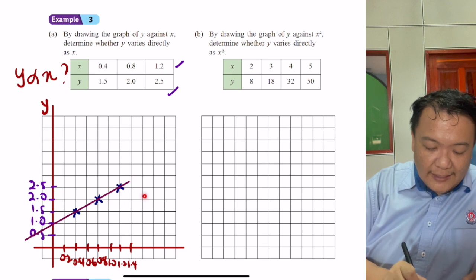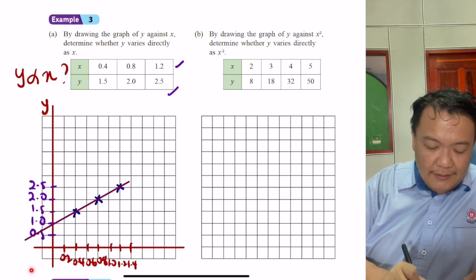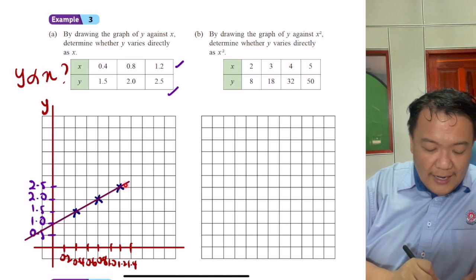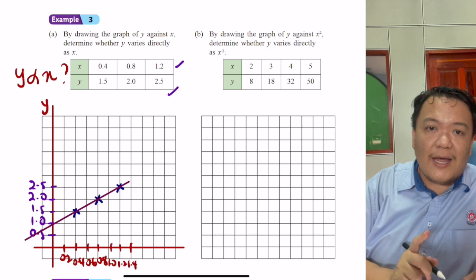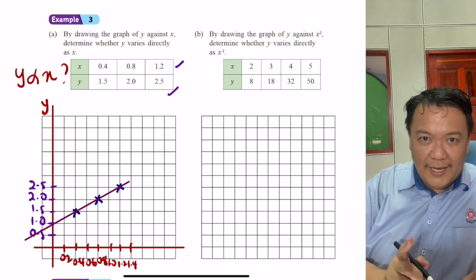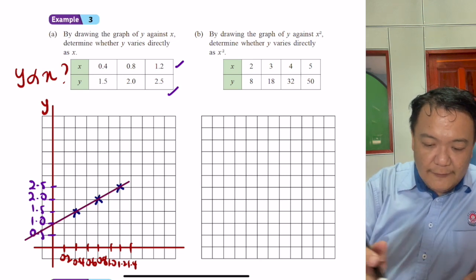Kalau kita nak katakan y varies directly as x, garis ini mesti melalui asalan 0. Dia mesti potong 0. Kalau dia tak potong 0, dia bukan varies directly, although itu adalah garis lurus. Okay, ingat itu. So let's try the next question.